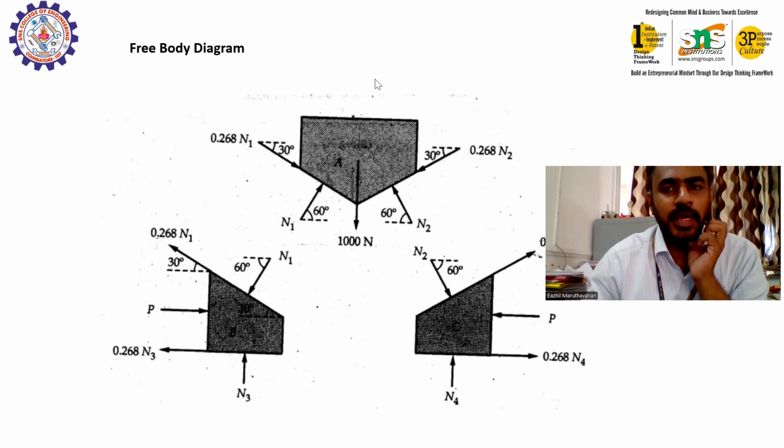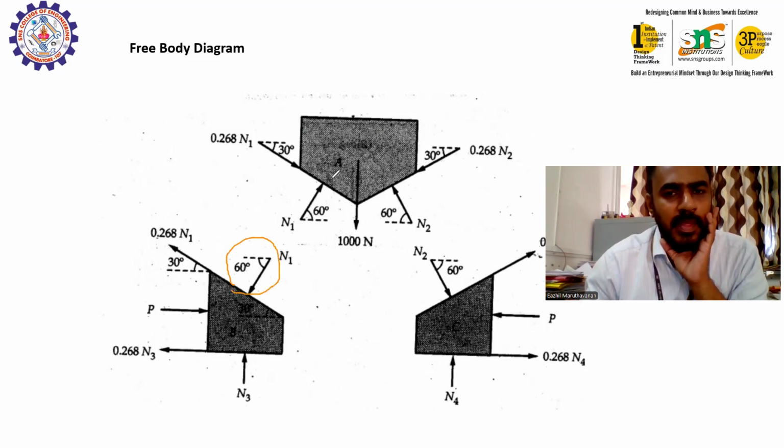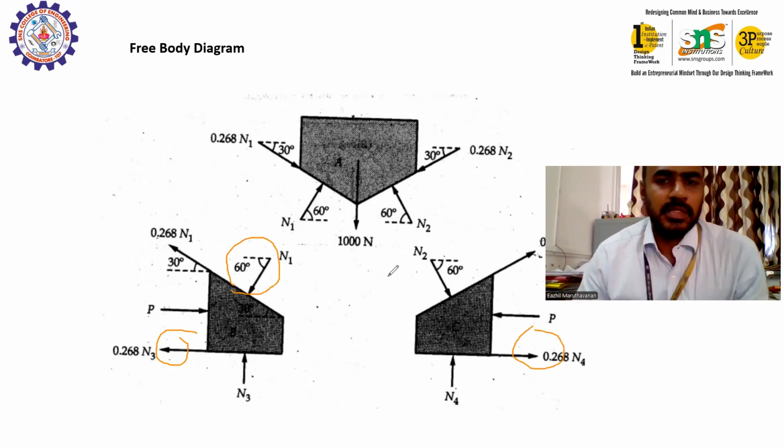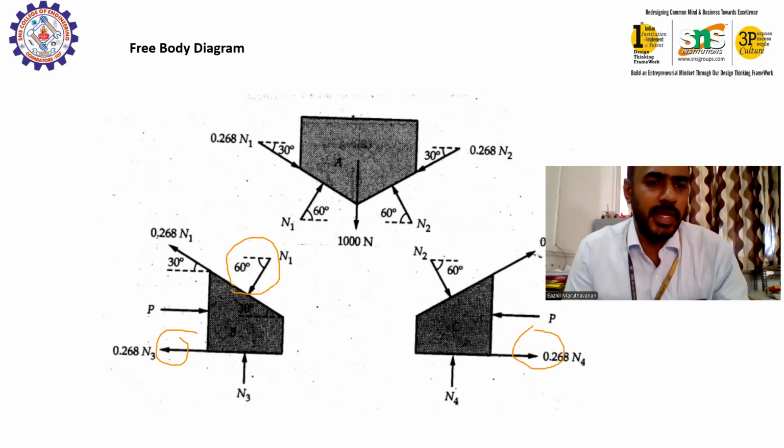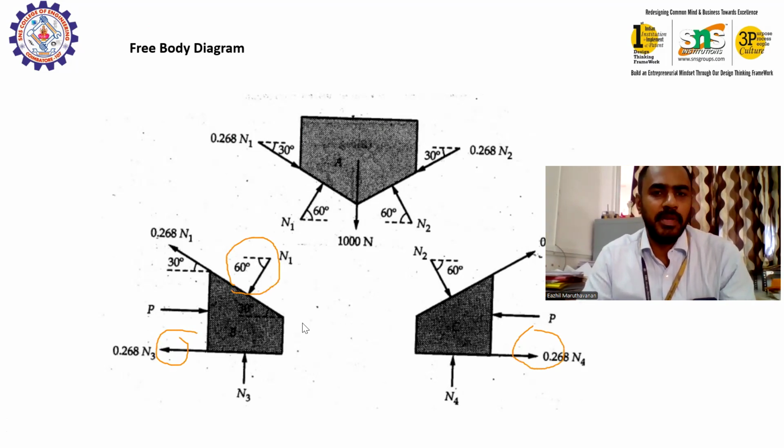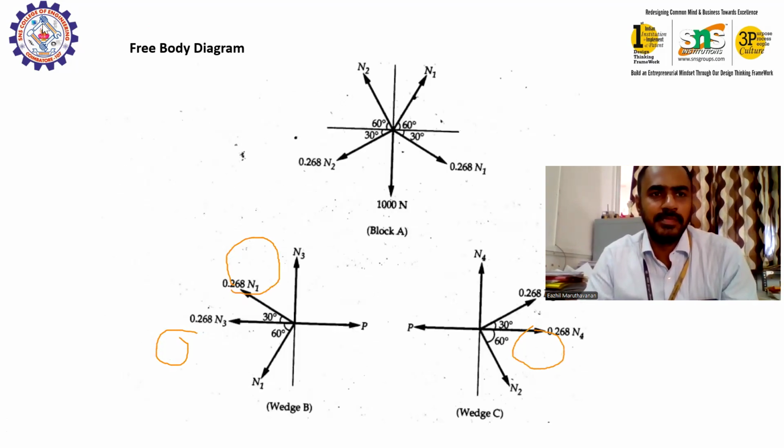When we go for the wedge, the wedge is in contact with the block. What we assumed for the block is the upward direction, so the normal reaction is in the downward direction. Similarly N1 and N2. Here the applied force is in this direction, so the frictional force is in the opposite direction. This is how we have to draw the free body diagram. Then this free body diagram can be drawn as a line diagram.